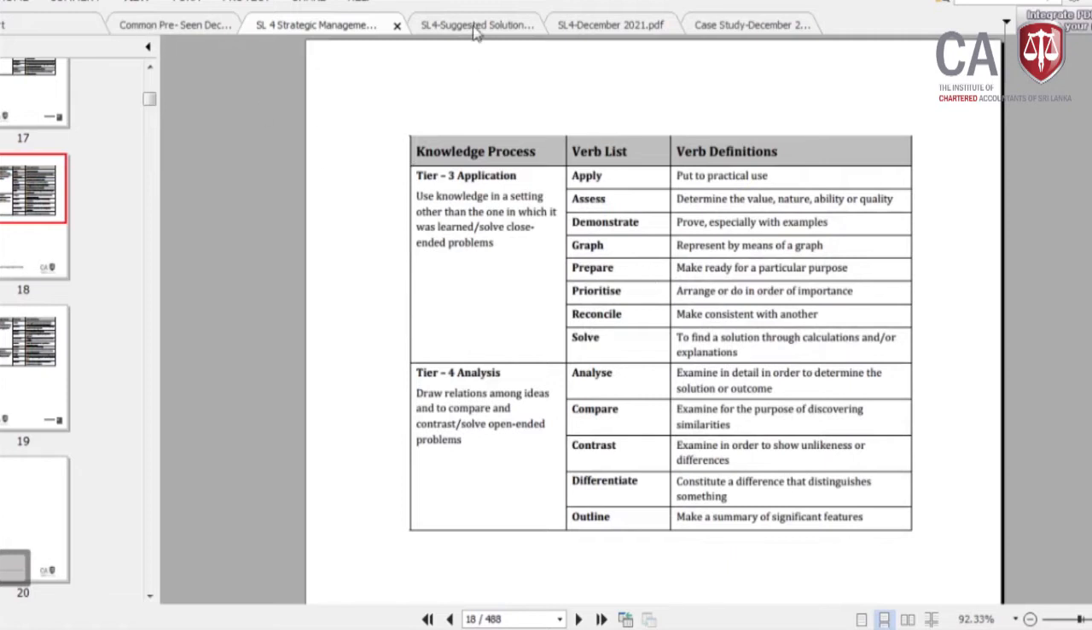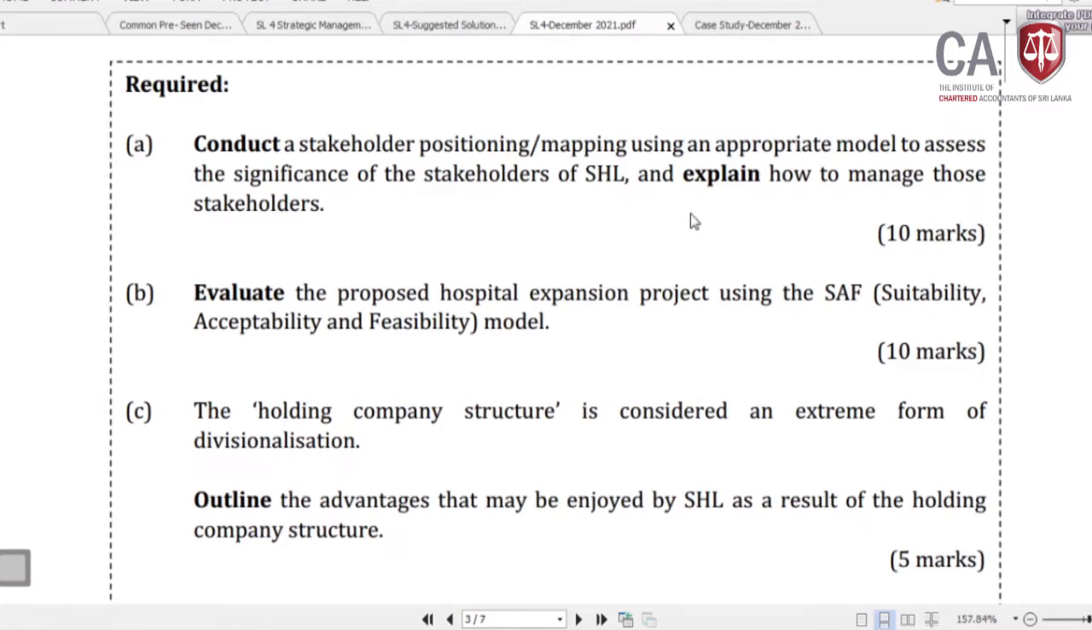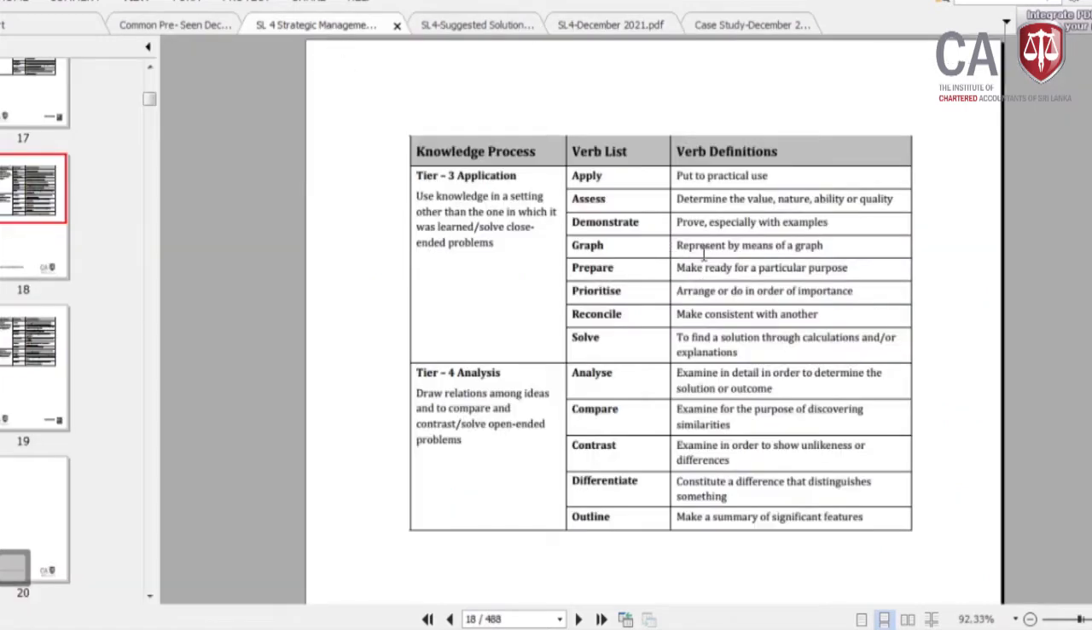So, within the questions, we will look at about this: assess the significance of stakeholders, no? Therefore, we will look at about whether assess word is there. Yes. Look at this assess word. Here it says determine the value, nature, ability or quality. Right. So, we will come back to the questions again.